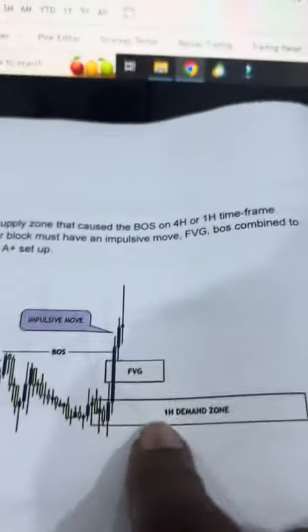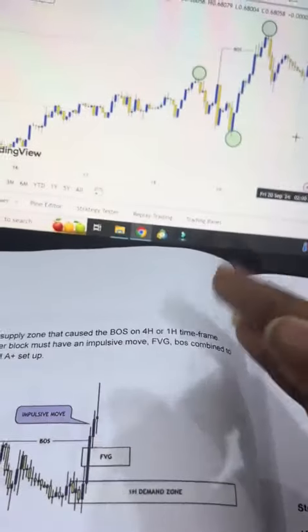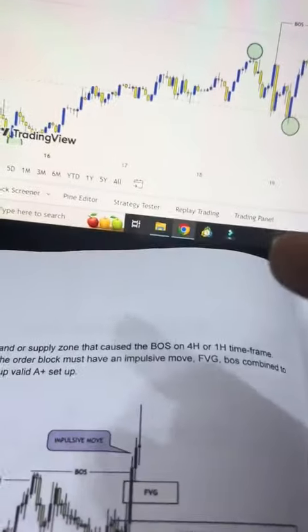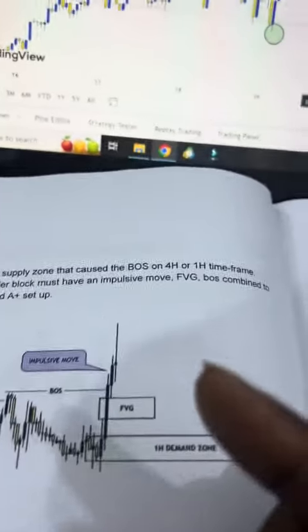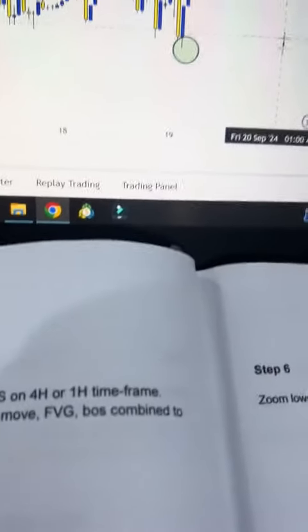All right. And like I said before, before you mark out your zones in the market, your demand zone, four things must be present. If two are present and the other two are not present, leave the market. If three are present and the remaining one is not present, leave the market. The four must be present. What are the things? Order block.